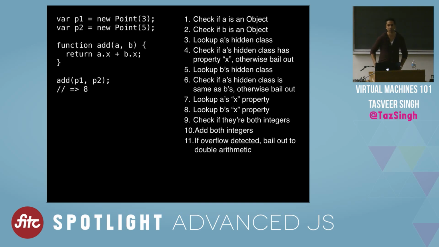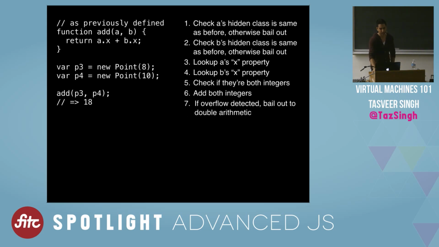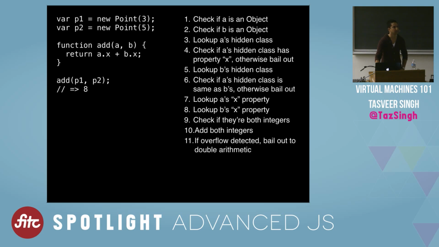So that's the tool chain that an inline cache will go through. It's probably similar to what a modern interpreter will go through for JavaScript as well. So anyway, the next time around, if we have two new objects, that's all it has to do. Check if A's hidden class is the same as before. Check if B's hidden class is the same as before. Look up A's X property, look up B's X property, check if they're both integers, add both integers, overflow, moving on. So as we can see, that's only 7 steps, while before it was 11 steps. So that's how the inline cache will help.